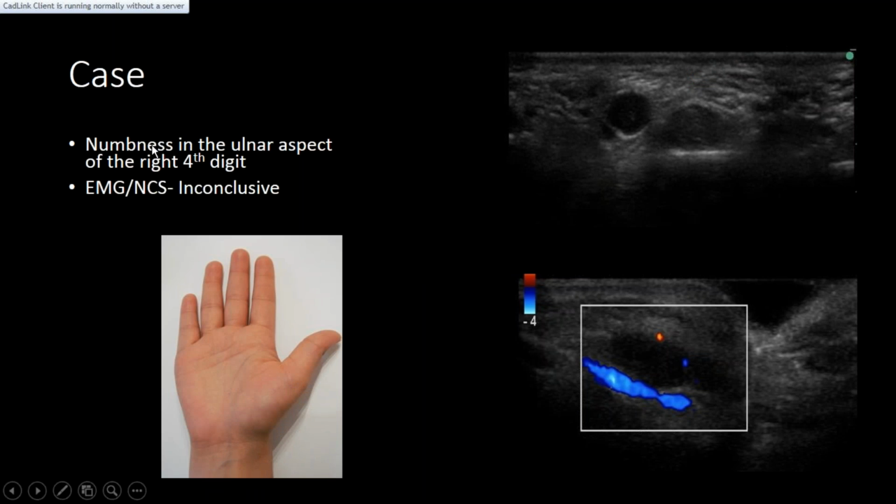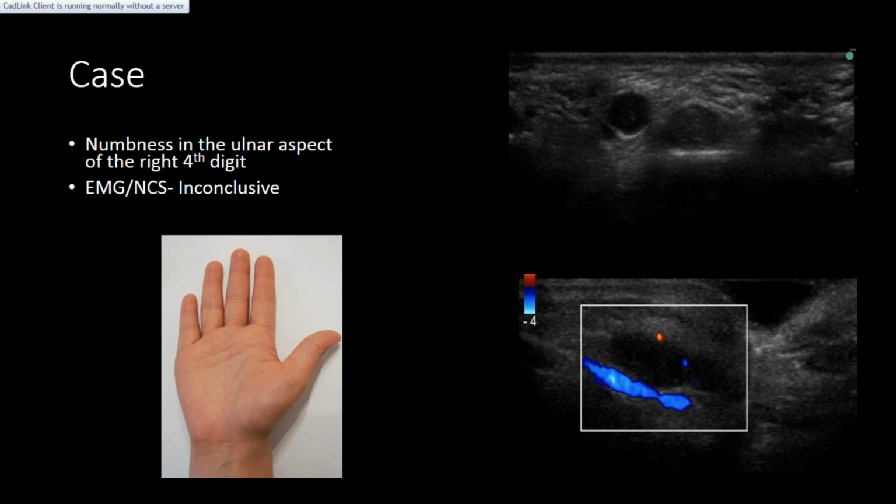Now, next patient. He came with only one complaint and nothing else. He said he has numbness on the ulnar aspect of the 4th digit. That's the only complaint. He had no other symptoms, just the numbness on the ulnar aspect of the 4th digit. And the EMG study was inconclusive.